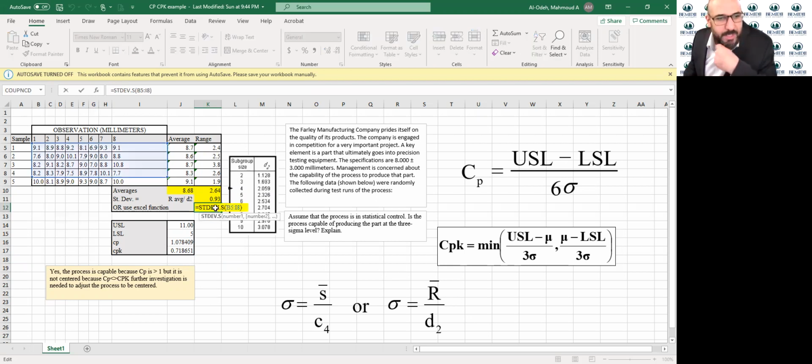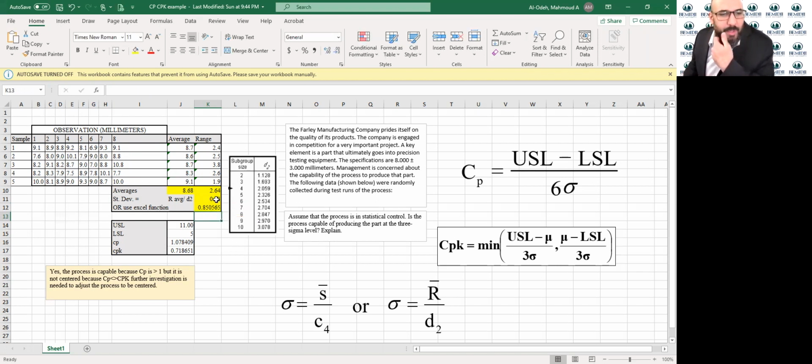Also, we could calculate the standard deviation using the Excel function for the sample standard deviation, finding it for these values here. We're going to select all these values, which gives us a value close to 0.93, and this is maybe more accurate. So we're going to use this one here.